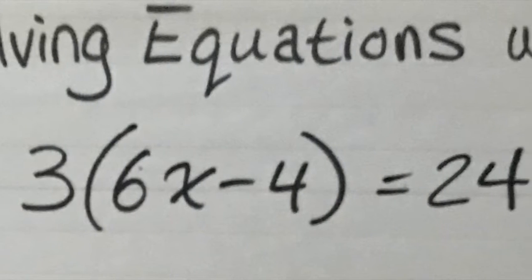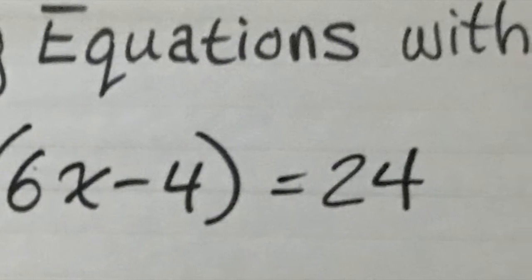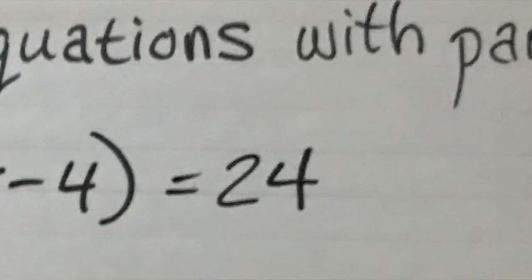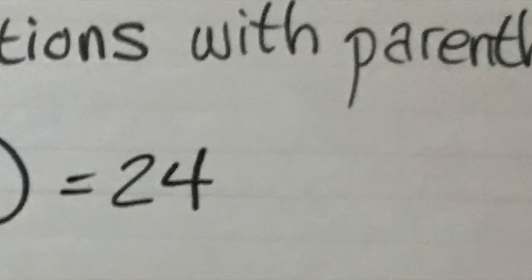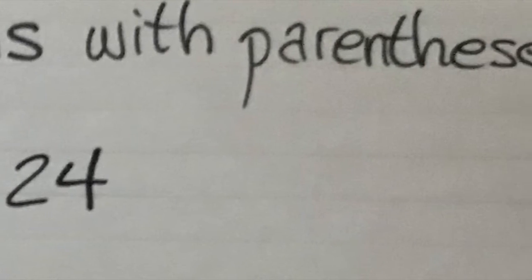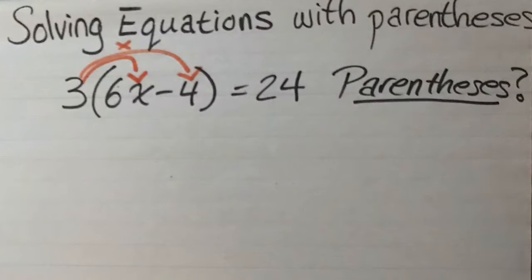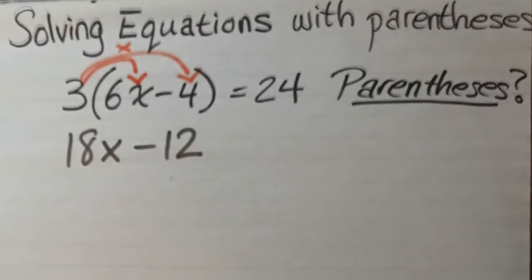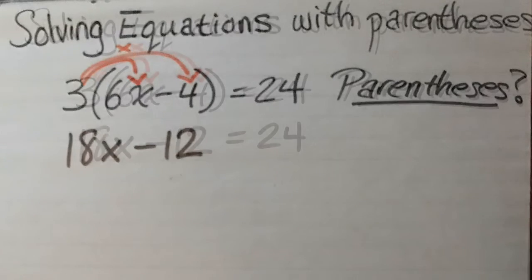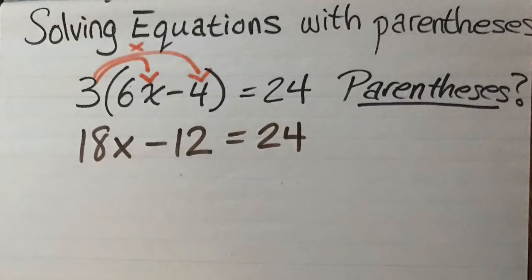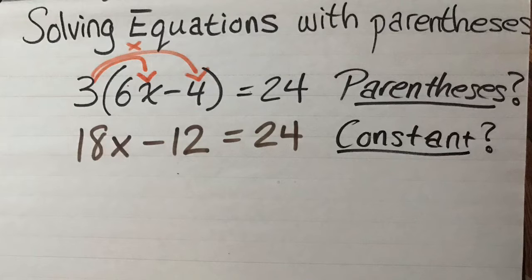Now we know that we can't do 6x minus 4, because what's 6x minus 4? Yep, 6x minus 4. So in order to solve this, we need to use the distributive property. If there are parentheses, we're going to multiply what's outside the parentheses by what's inside the parentheses. 3 times 6x is 18x, and 3 times negative 4 is negative 12. From there, we get 18x minus 12 equals 24.